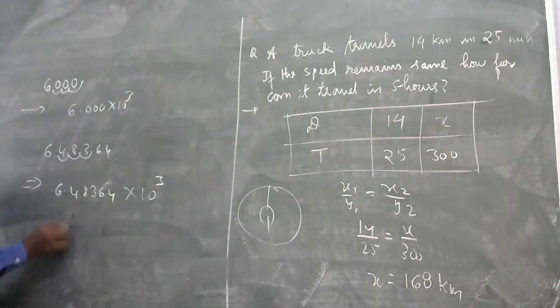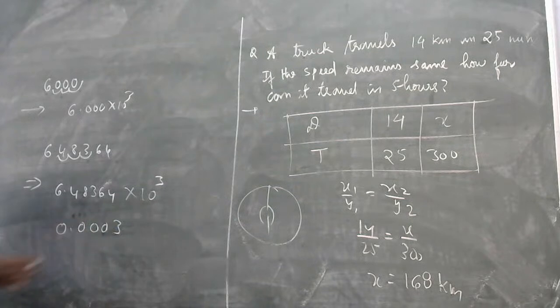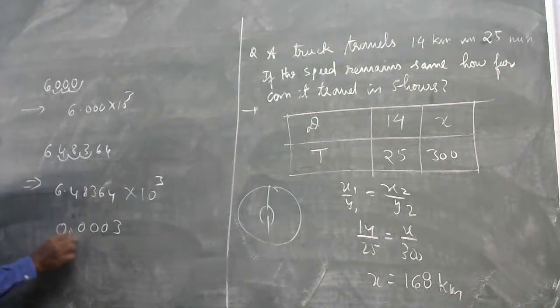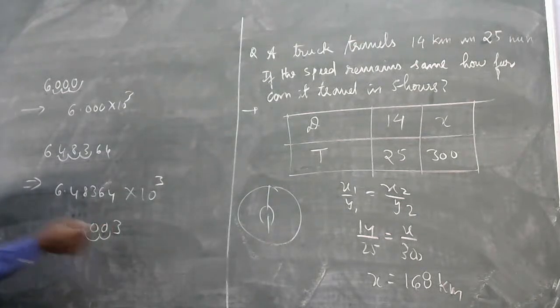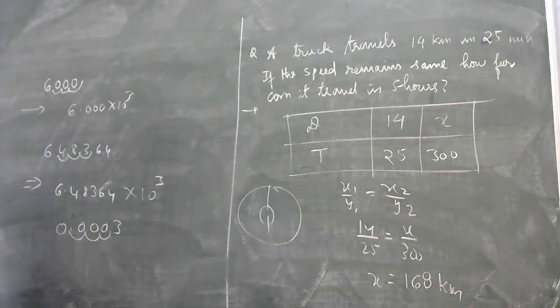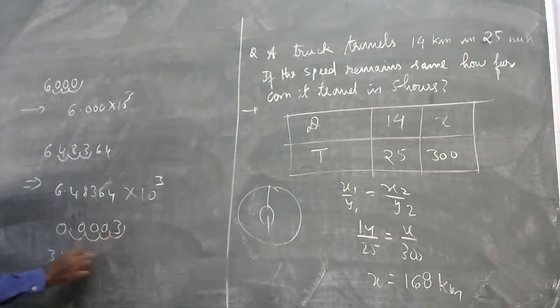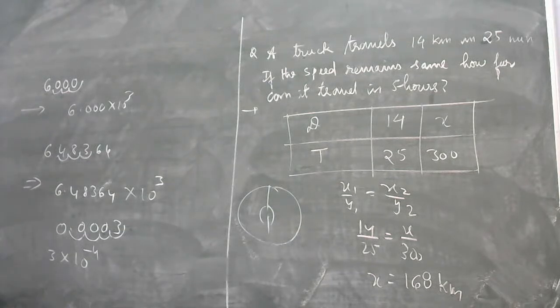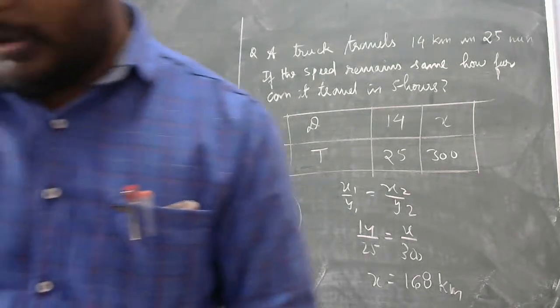Suppose we are having 0.0003. Now it is a decimal number. It is not between 1 to 10. If you shift one place, still it is not there. 2 places, 3 places, still it is 0.3. It is not between 1 to 10. You shift till here. So it will become 3 into 10 to the power of 1, 2, 3, 4. So it will be minus 4. Why minus 4? It is a decimal number, so the power is negative. So only this much is there.